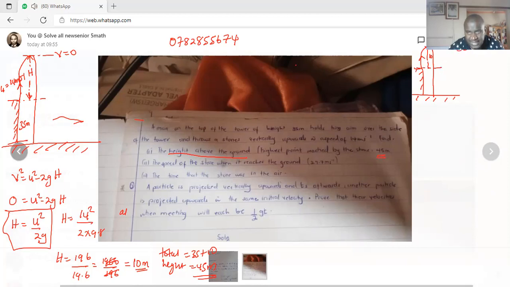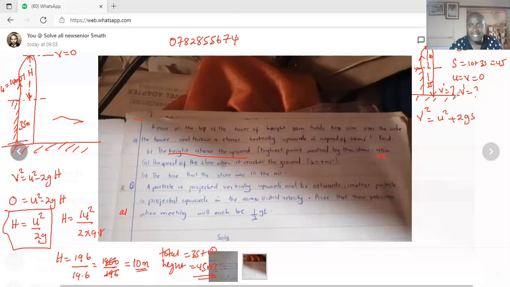If this particle starts leaving from the maximum height to come back down here, we shall look for the new final velocity, which we don't know. So the height it will cover, S, is going to be 10 plus 35, because this one was 35, which is going to be 45 as the height. The initial velocity is 0. The final velocity is what we are looking for. From v squared prime is going to be equal to u squared plus 2gs.